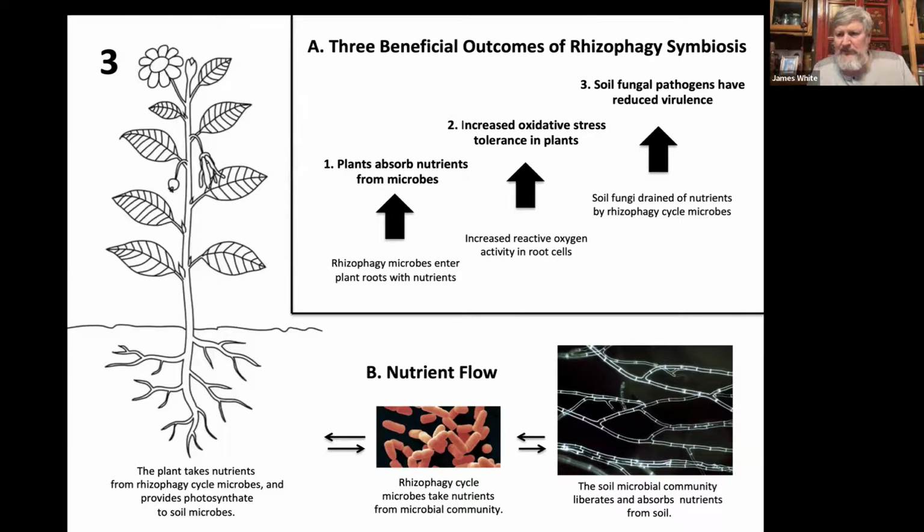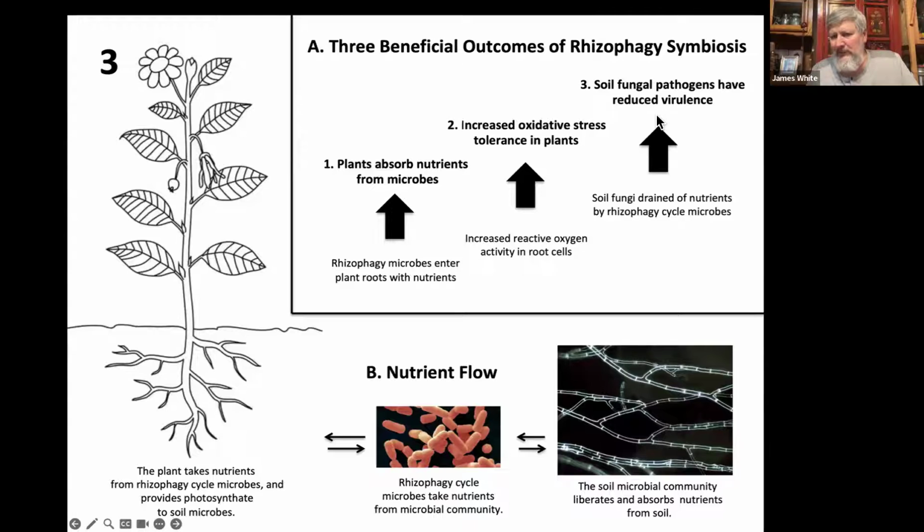And based on some work that others have done, there is increased oxidative stress tolerance in plants when they have lots of microbes. When they absorb those microbes and get nutrients from them, when they're doing the rhizophagy cycle, they're going to be more stress hardy. They're going to be able to take heat, and they're going to be able to take salt. They're going to be able to take some trampling or whatever. They're going to be more resistant to stress, because all stress is oxidative stress.